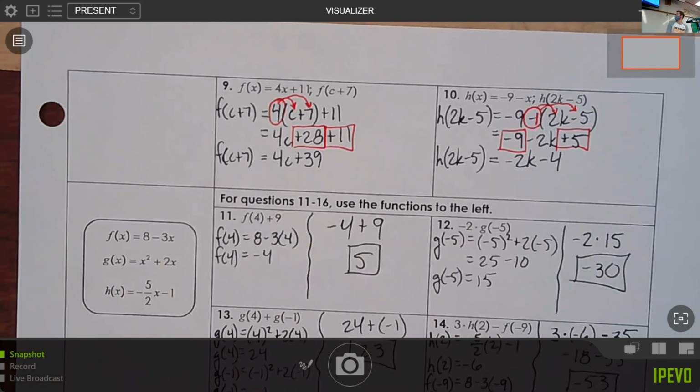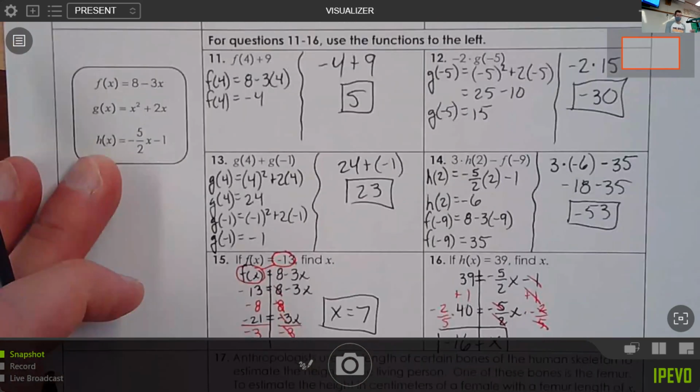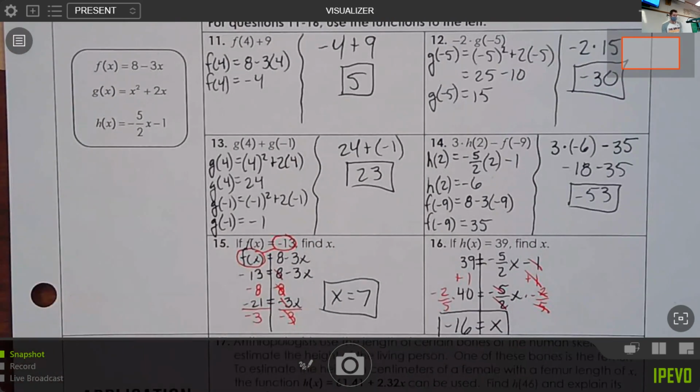And then we finished up by saying, all right, we're given the f of x value, the y value. So we're going to swap out that y value.